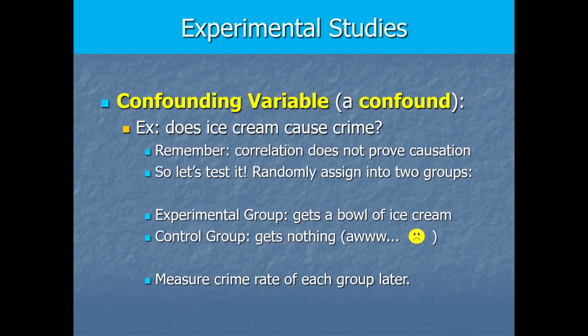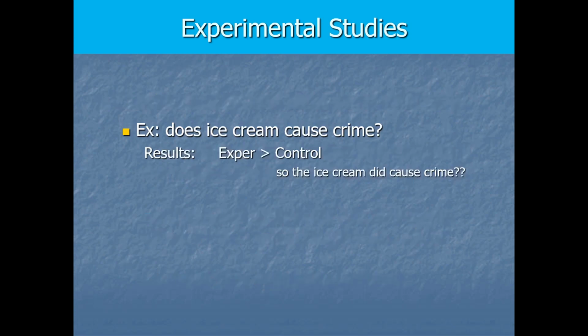Womp womp. Then afterward, we measure the crime rate of each group, maybe over the next day, over the next month, whatever it is, some test of crime in the lab, but we're in some way testing whether crime follows one of these groups more than the other. Now, let's say the results of our experiment are that the experimental group, the ice cream group, does commit more crime than the control group. So we might conclude that ice cream caused crime, right? We did an experiment, which is what we need to get evidence of causation.